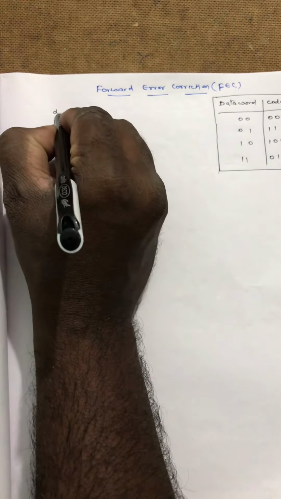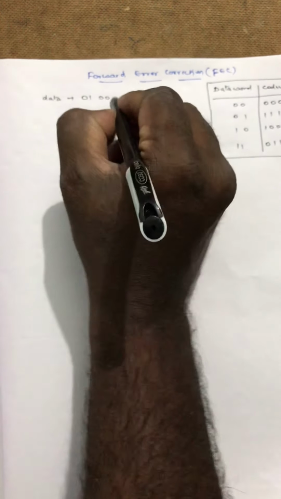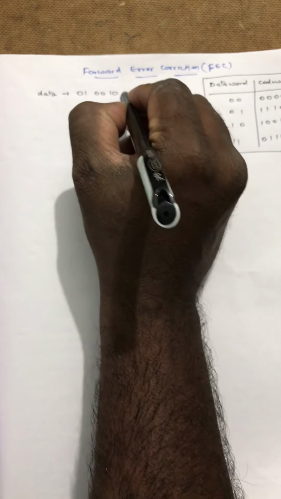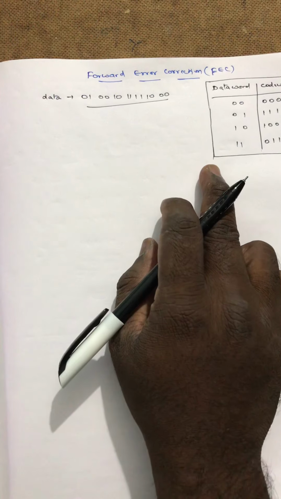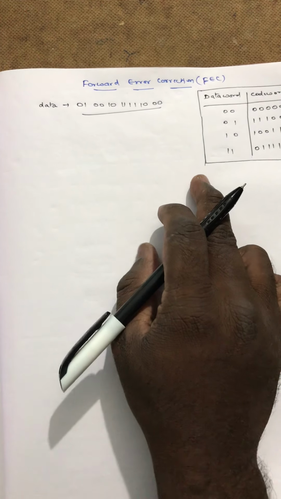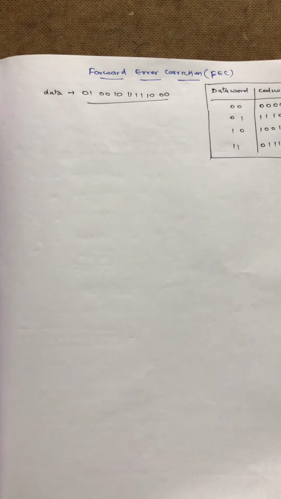Let's see. Assume that I have data, like I'm going to transmit my data, and my data is 0 1 0 0 1 0 1 1 1 1 1 0 0 0. Let's assume that you want to transmit the data from source to destination. Okay, so what I'll do is I'll split up accordingly this data, based on the table. So you can see each pair of bits, you can place them as a frame, which is your actual data.